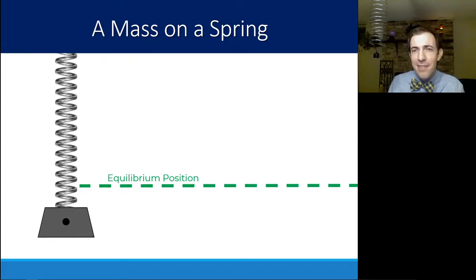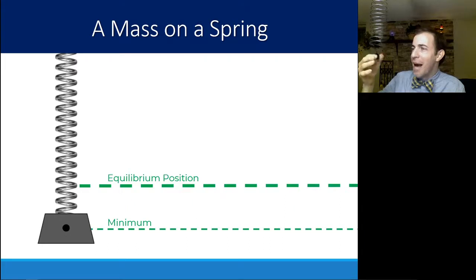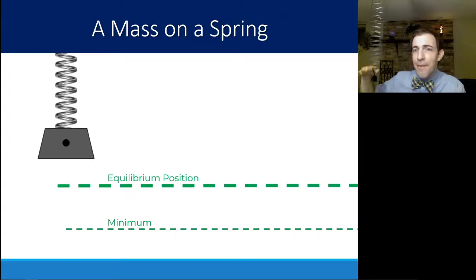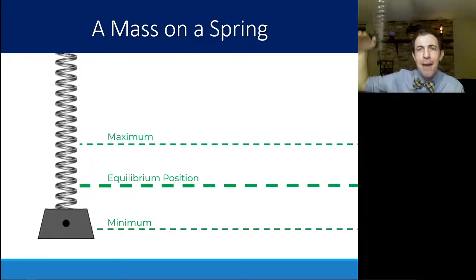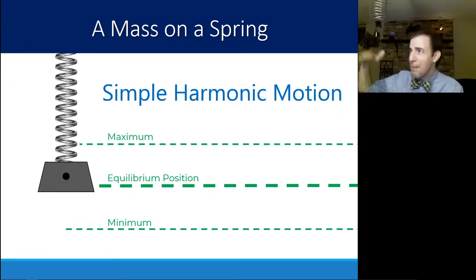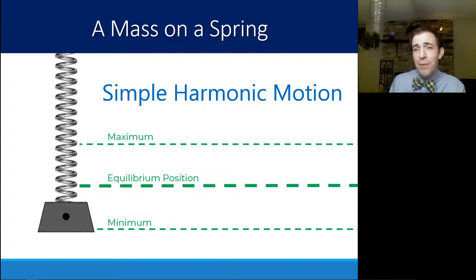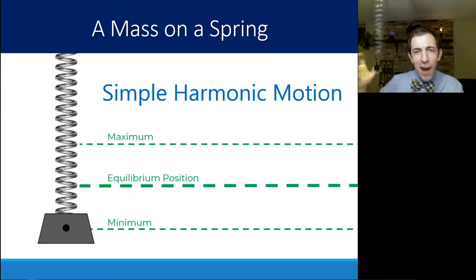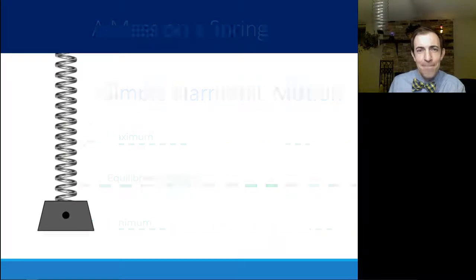If I pull this down, this is now at its minimum position. And then if I release, I see that it's vibrating back and forth. If I release it here, it's vibrating back and forth between this minimum and this maximum position. They are equidistant from that equilibrium position, so they're just vibrating back and forth across that equilibrium. When it's oscillating around an equilibrium position, we call this simple harmonic motion. And there are a variety of different examples of this. This is a really simple example that we'll use throughout this video, coming back to it.